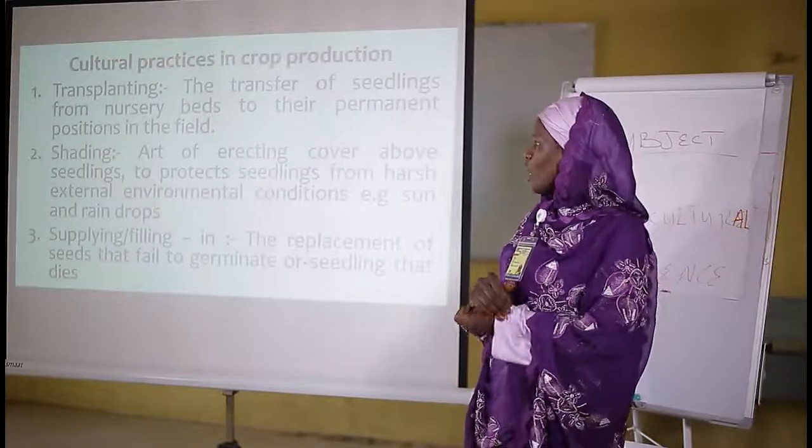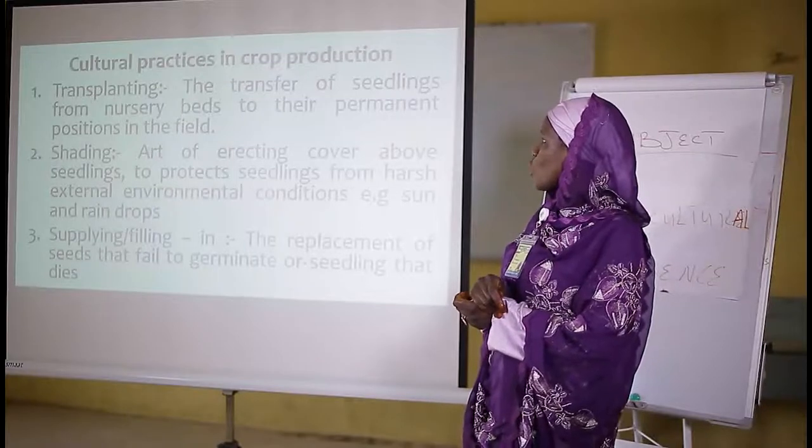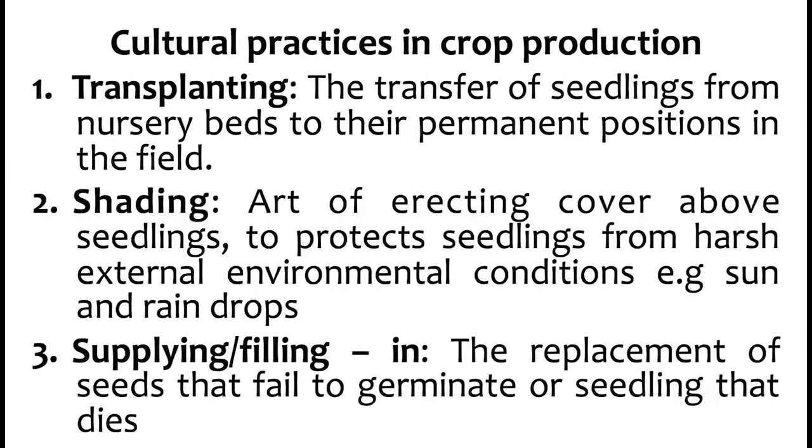We moved forward and talked about the cultural practices in crop production, which include transplanting, that is the transfer of seedlings from nursery beds to their permanent position in the field. We also talked about shedding, which is the act of erecting cover above seedlings to protect them from harsh external environmental conditions such as the sun and rainfall. Supplying or filling in is the replacement of seeds that refuse or fail to germinate or die.